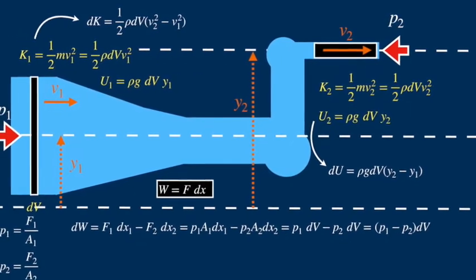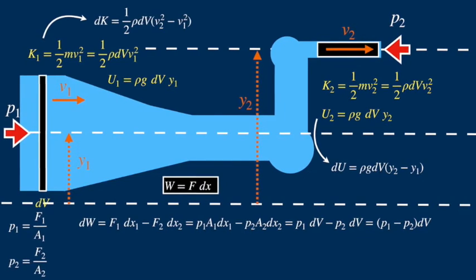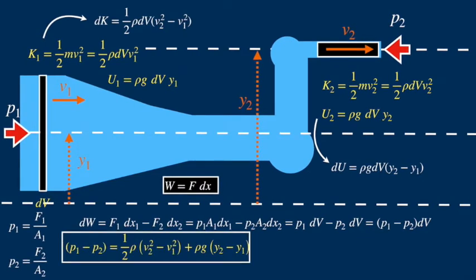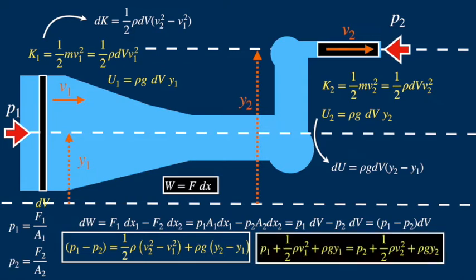Because of energy conservation, we then have that delta P is equal to 1/2 of rho delta of V squared plus rho g delta of y. We can move everything with the subindex 1 to the left-hand side and everything with the subindex 2 to the right-hand side.